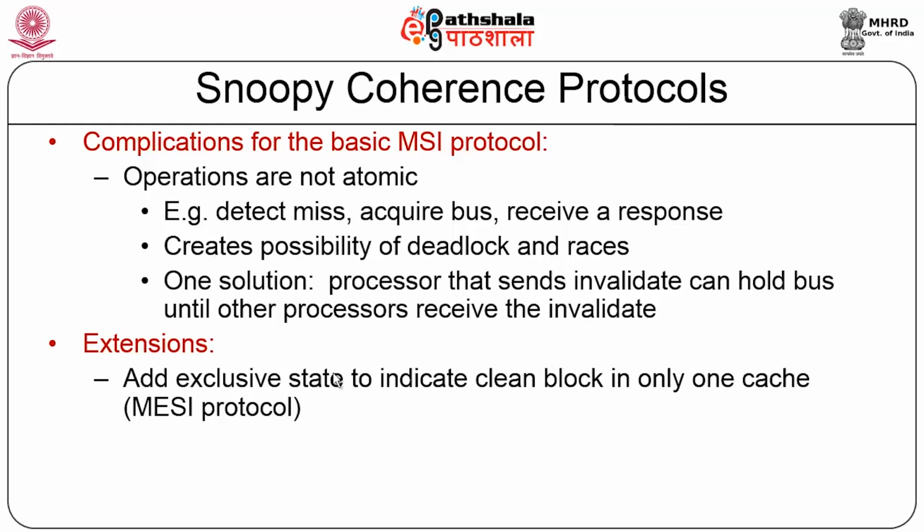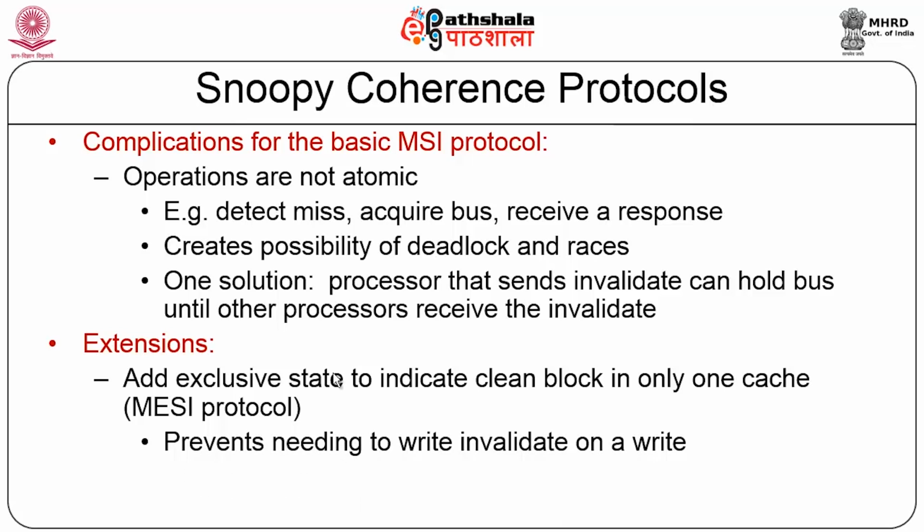One extension is you can try to add a new state, which is called the E state. We looked at an MSI protocol earlier. This is a MESI protocol where you are trying to add a new state, which is called the exclusive state. This exclusive state indicates a clean block in only one cache. Earlier we had modified, shared, and invalid states. Now we are adding a new state, the E state, the exclusive state. Exclusive means that this is the first cache controller to read the block and it has still not modified it. So it is holding the block in a clean state.